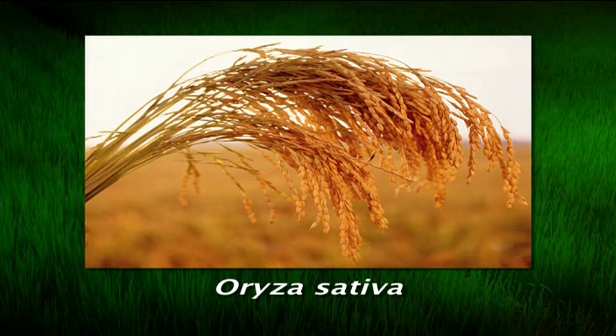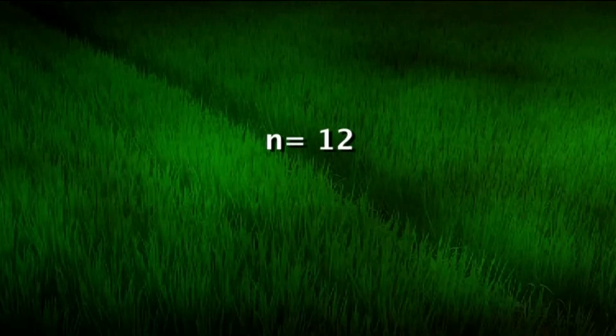Coming to the botanical name. Botanical name of rice is Oryza sativa. Rice belongs to the family Poaceae. The basic chromosome number of the genus is 12.